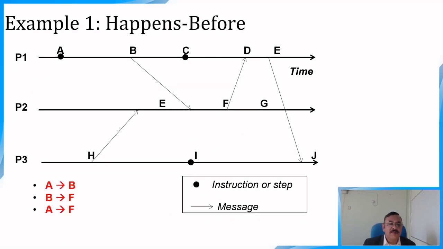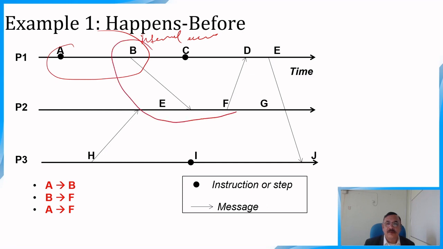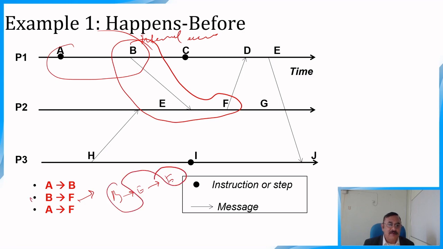Take this particular example in a space-time diagram of the happened-before relation. So A has happened before B. Let us say that A and B are internal events. B has happened before F. This can be seen as B has happened before E, and E has happened before F. Using transitivity, B has happened before F, and that is what is correct over here. A has happened before F. Now you can see that A has happened before B, and B has happened before F. So A has happened before F in this particular example.